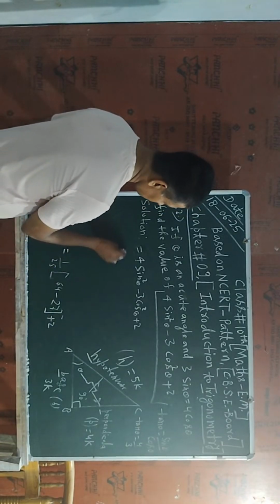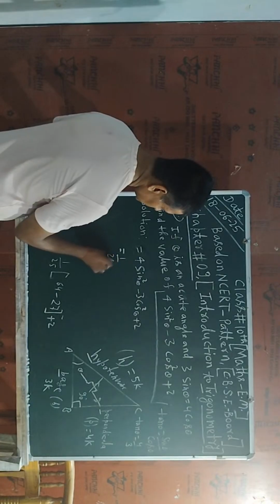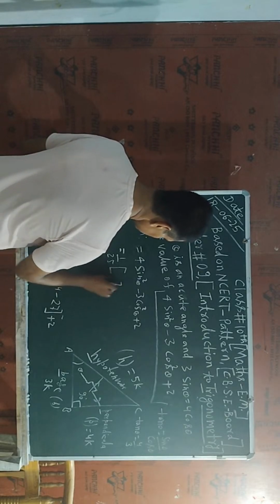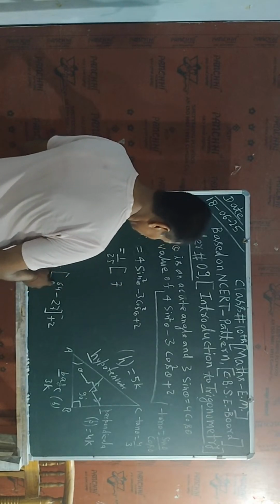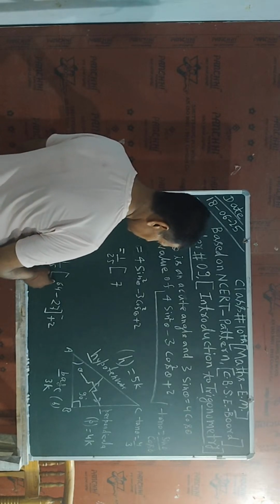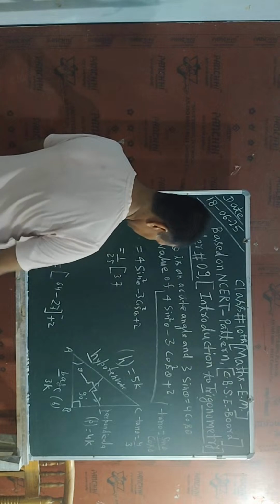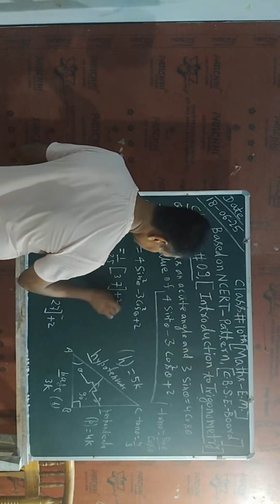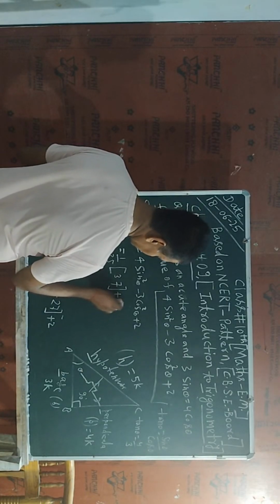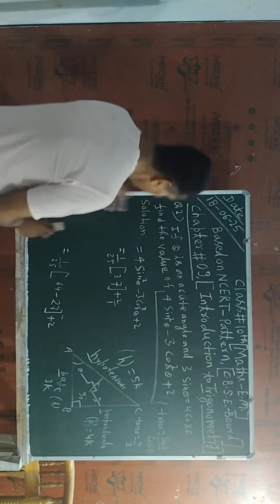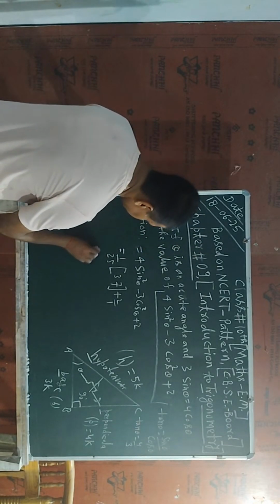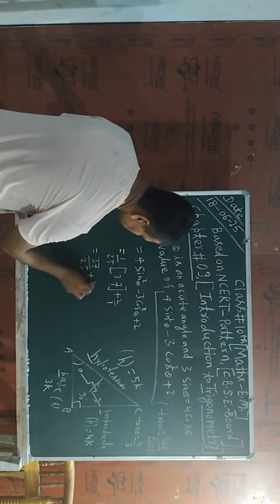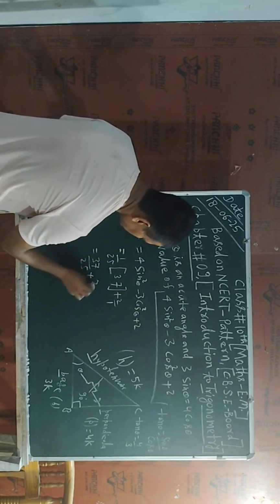Again I am going to write this information here: 1 by 25, and here I will subtract 64 minus 27 that will be 37, and again I will write here plus 2. So in the place of 2 I can write 2 divided by 1. Again I can write this information as 37 divided by 25 plus 2 divided by 1.